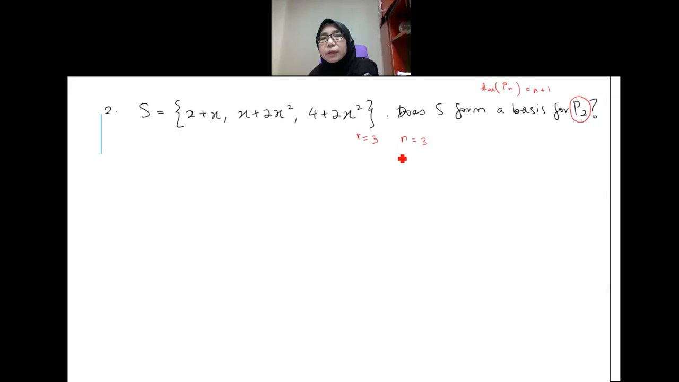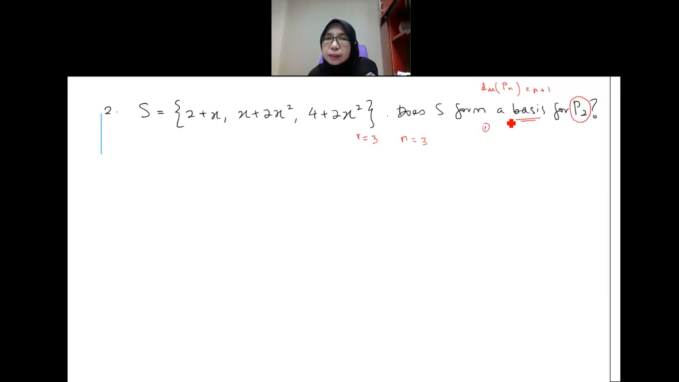Here, the number of vectors in set S is 3, and the dimension of the vector space is also 3. So here we know that when you form a matrix that represents the system, it is definitely a square matrix. So for that, we shall write for basis. How many conditions for basis? We have 2 conditions, isn't it? So what's the first one?